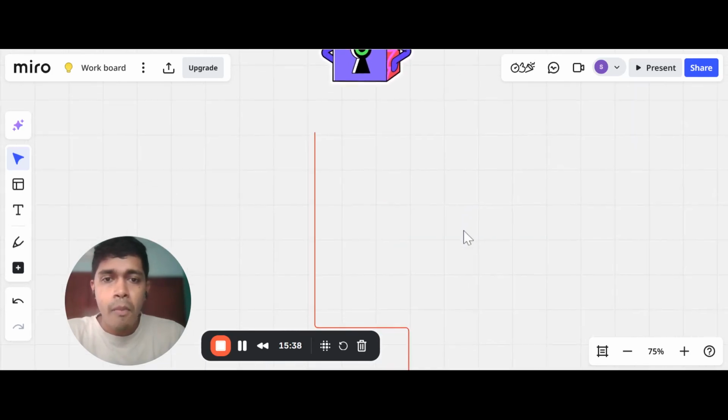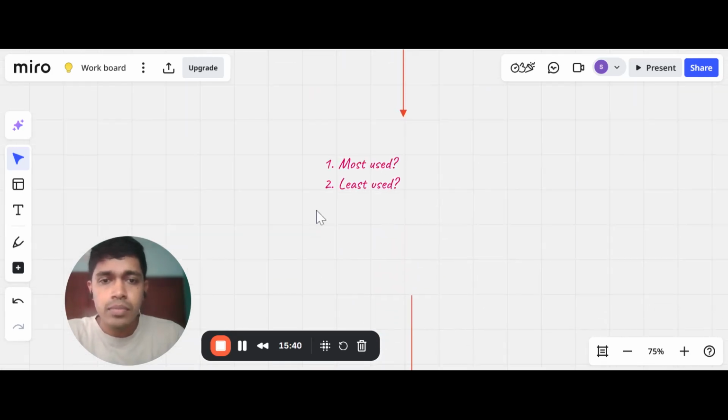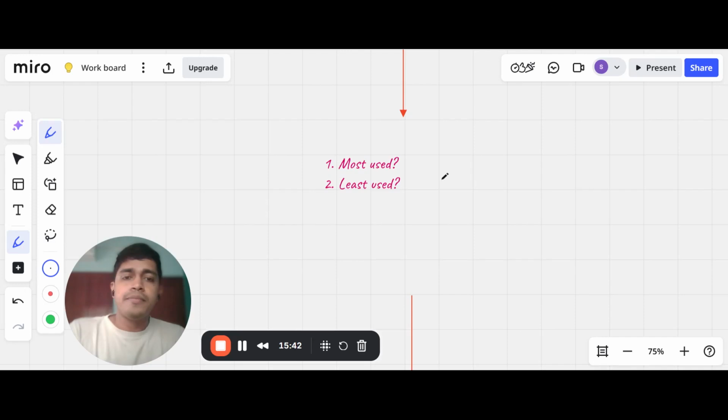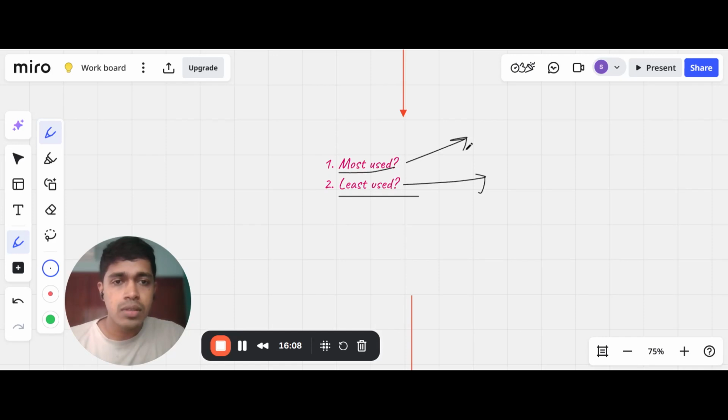So yeah, these are the two most common questions I usually ask to clarify things. Let's say there is already an existing product and you are asked to either find some root cause or design a feature into this already existing product. If that's the case, understanding the most used and least used features will actually help us.